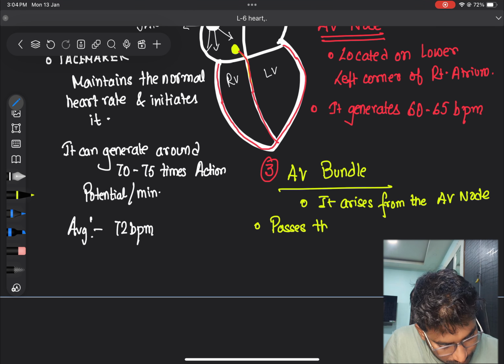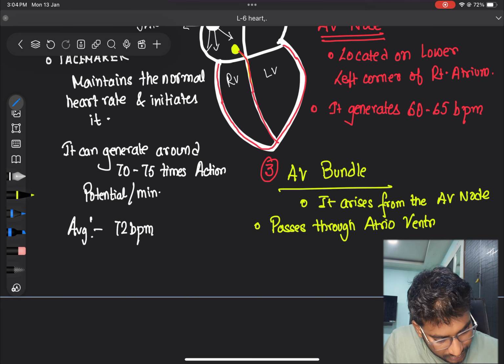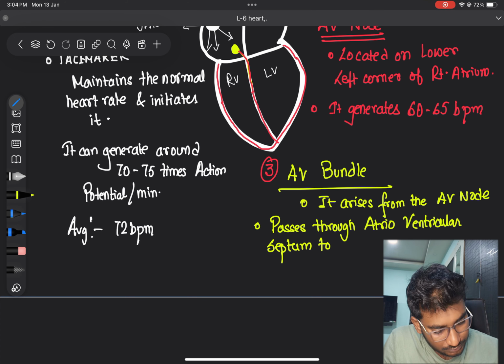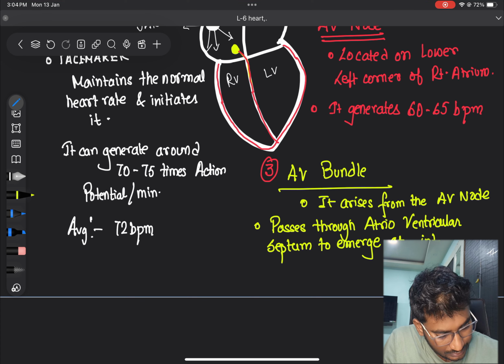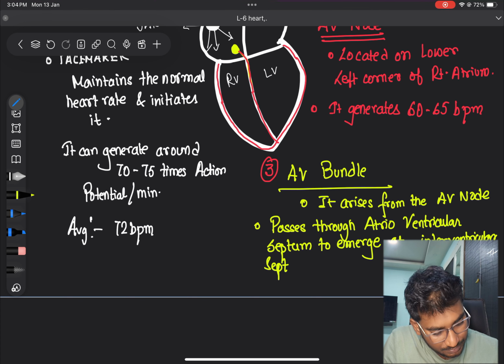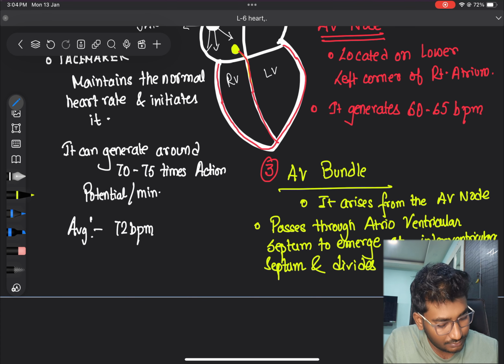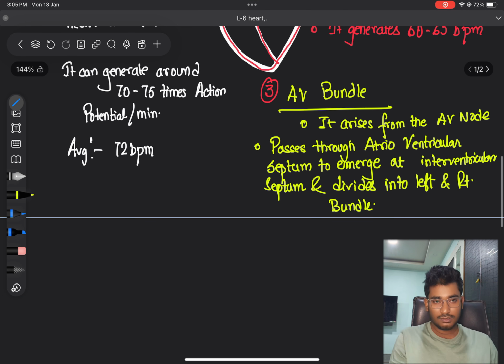It passes through the atrioventricular septum, the AV septum, to emerge at the interventricular septum, and it also divides into left and right bundle. Okay, so you got it.